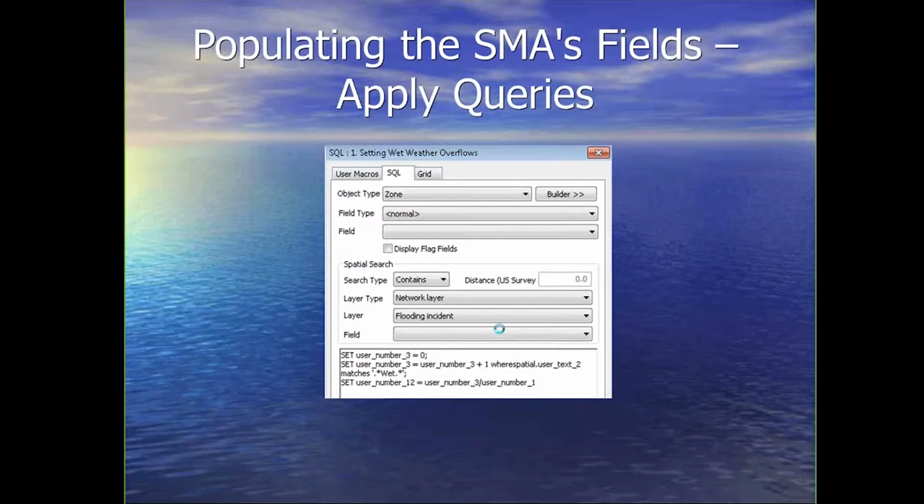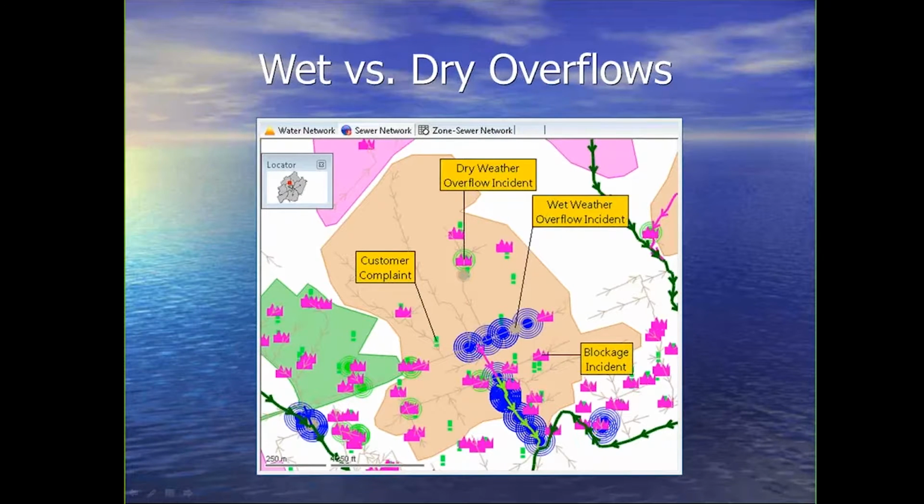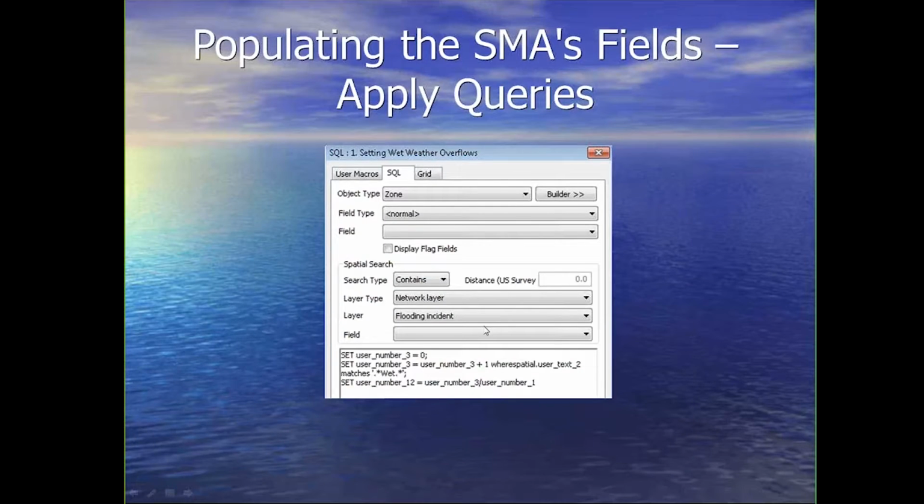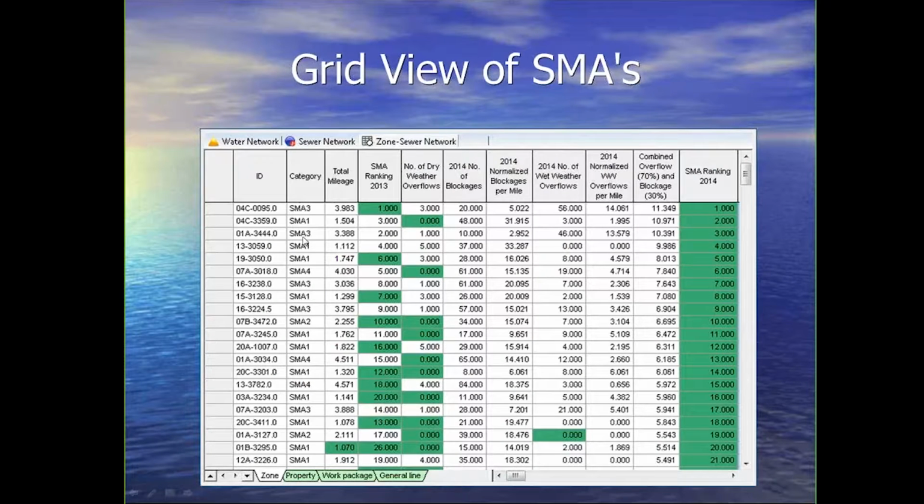And then we have our SMA, we've got this polygon, and what we can do now is populate fields in that SMA by applying queries. Now again, very, very simple query in Infinet, because all the background data is there, with the incidents and the blockages and the complaints. So this is a grid view of the SMAs. I was showing you the map earlier, but again, we can categorize various factors on the SMA.